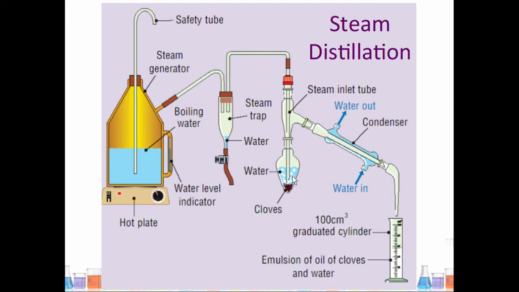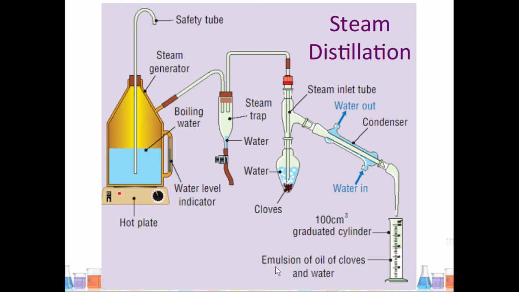Then the steam is bubbled through here. That's going to liberate the oil. The steam is going to heat this up. The oil will evaporate in here as well. And then some steam and oil will pass through the Liebig condenser, which has cold water running through it. It's going to cool it down and turn them back into a liquid. And here at the end, we'll have a flask that's going to collect the clove oil and the water.